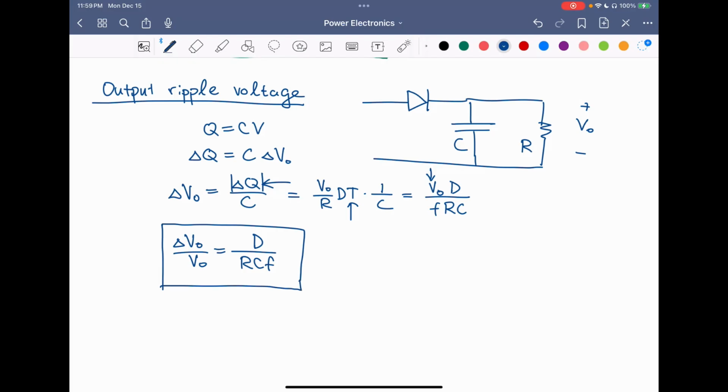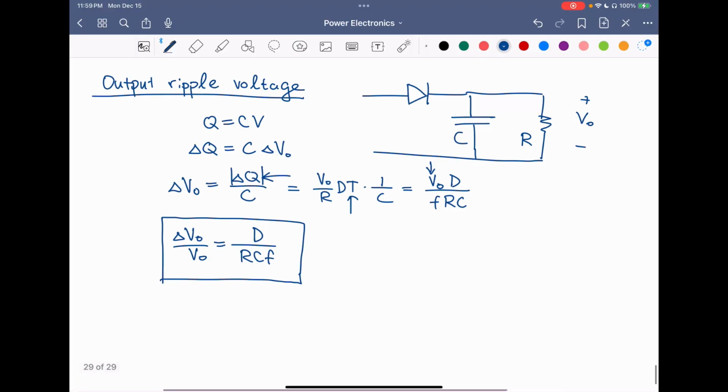And if we want, we can express the capacitance that we're looking for. We can just isolate C in this equation and divide both sides by the ripple ratio, and we get C equals D over RF times delta V naught over V naught. So this allows us during the design process, if we have a certain ripple ratio we're looking for, maybe like a 1% ripple ratio, to determine what capacitance value we need to choose.